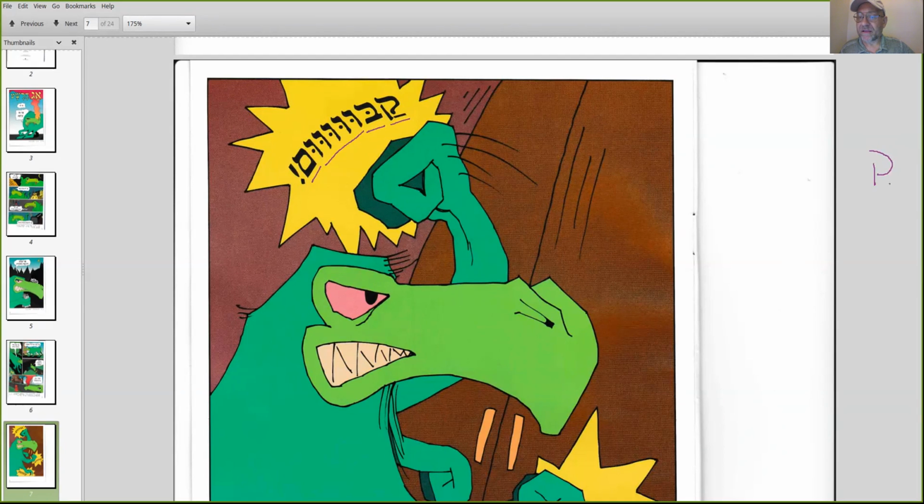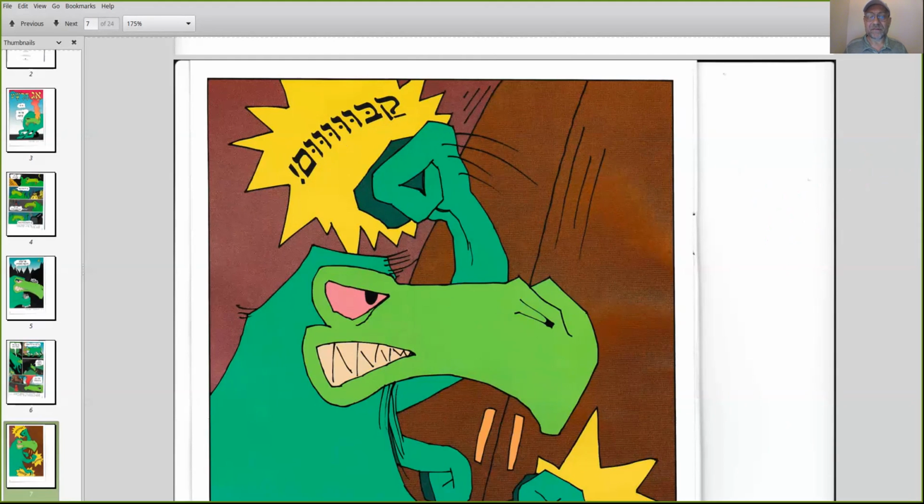All right. Kof. We have a patach. Ka. Bet. Look at all these shuruks. Remember, this is not a real Hebrew word. This is a sound effect that is in Hebrew. So there we go. Mem sofit, ka-boom. Banging on that door. All right.